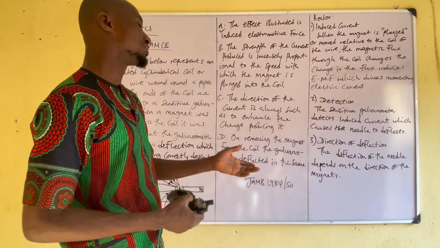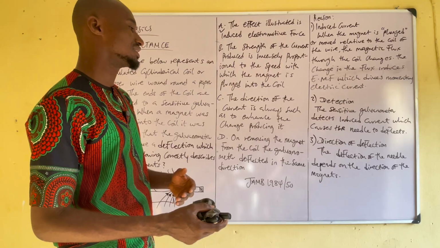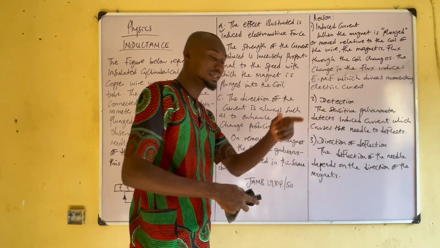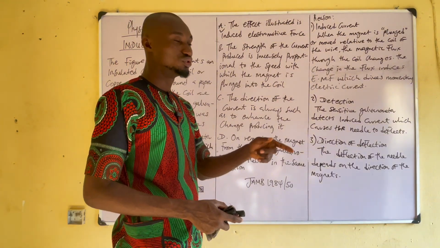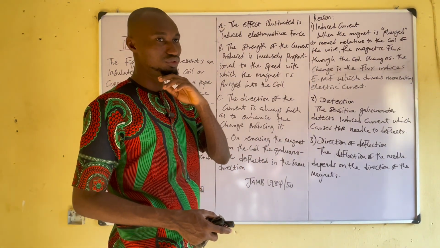So here, for example, you can see that when the magnet is moved out of the coil of the wire, the needle will deflect in the opposite direction. Do you understand?